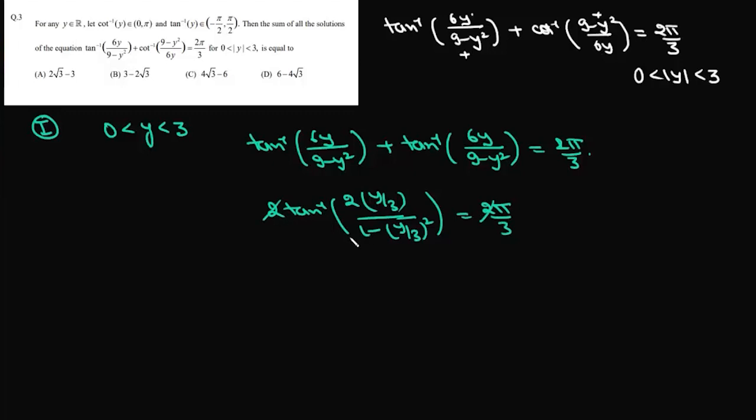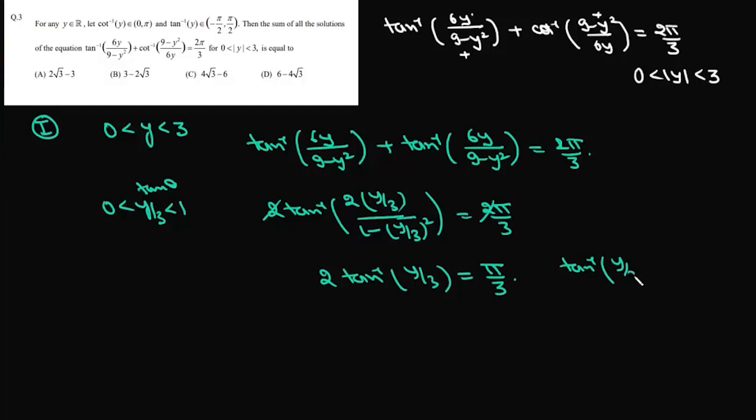Now this 2 and 2 will cancel. Since y by 3 lies between 0 and 1, if we take y by 3 as tan theta, it becomes tan 2 theta in its principal range. So it will be 2 tan inverse y by 3, and this is equal to pi by 3, or tan inverse y by 3 is equal to pi by 6.